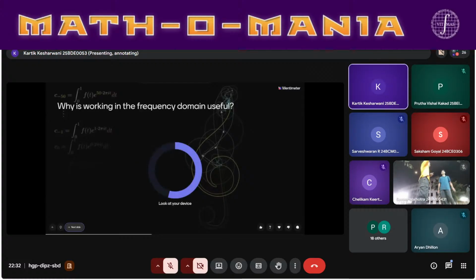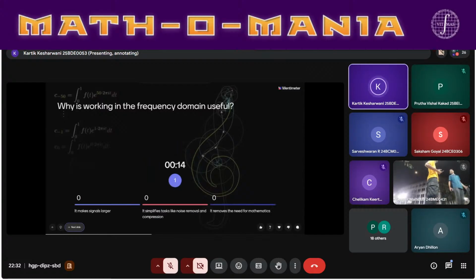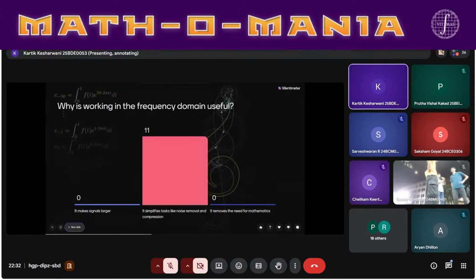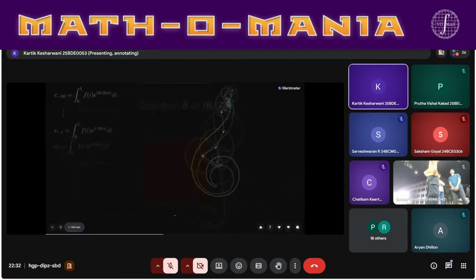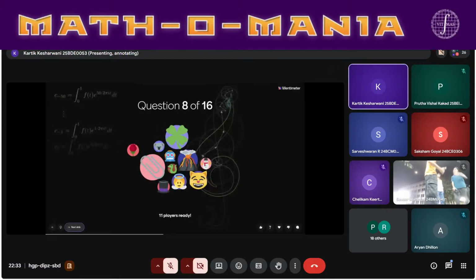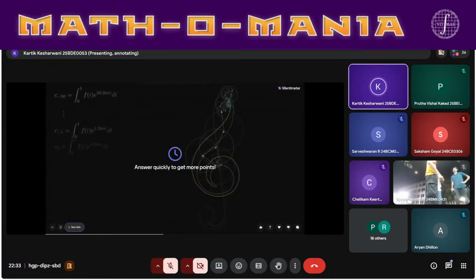Why is working in the frequency domain useful? It makes signal larger. It simplifies tasks like noise removal and compression. It removes the need for mathematics. Coming to the halfway mark, this is our eighth question, and here it is.